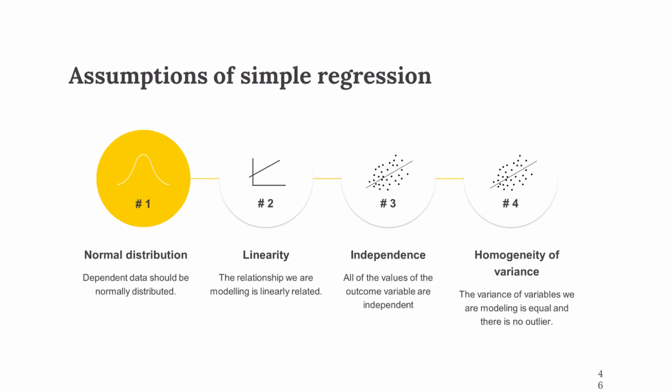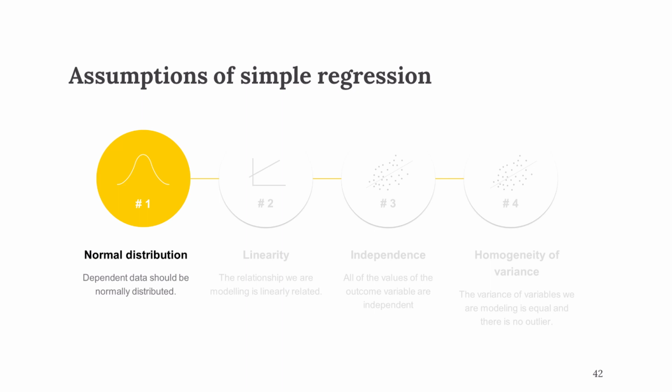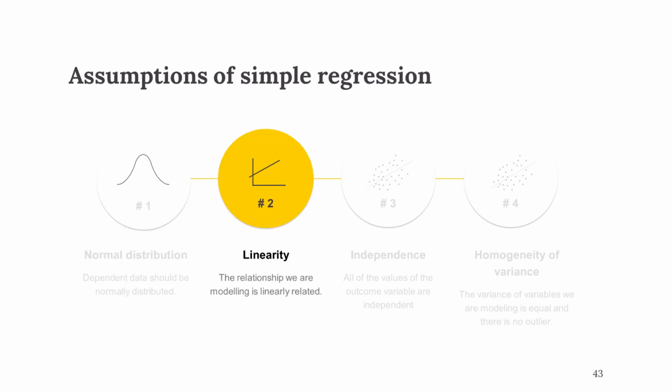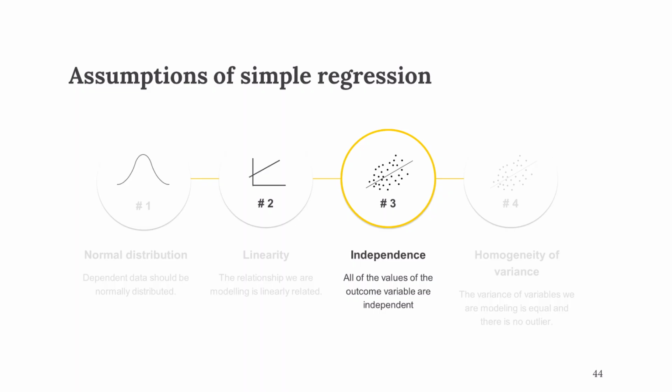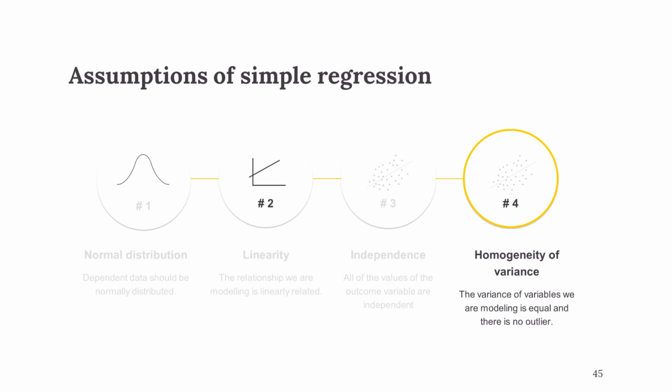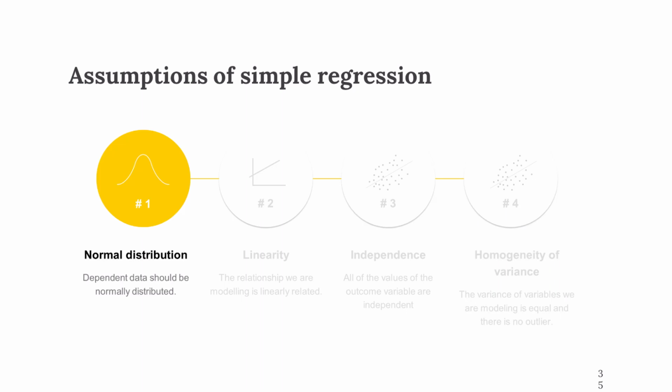There are 4 main assumptions for simple regression. Firstly, the outcome variable follows a normal distribution. Secondly, the relationship between the outcome variable and predictor variable is linear. Thirdly, all of the values of the outcome variable are independent. And lastly, the variance of the predictor variable and outcome variable should be the same. There should not be extreme outliers in our data, because regression is sensitive to outliers. Let's check each assumption one by one.